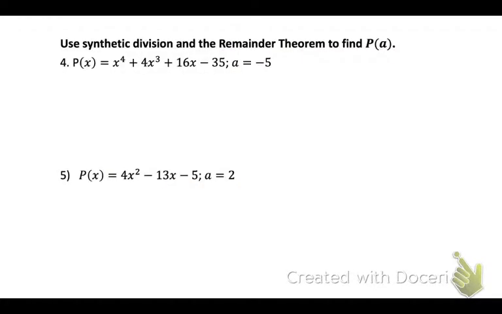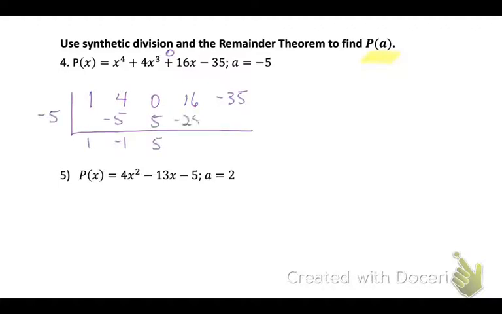All right, let's do what I'm talking about. So first we have the directions: use synthetic division and the remainder theorem to find p of a. So that just simply means the value of the function when we plug in a number for a. And here we're plugging in -5. So we're going to pull off the coefficients. Notice that we're missing an x squared term, so we'll put in a 0 placeholder. And then since we're just plugging in the value of -5, that's the value we use.